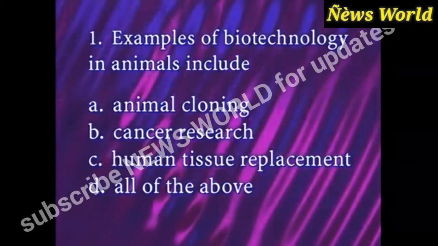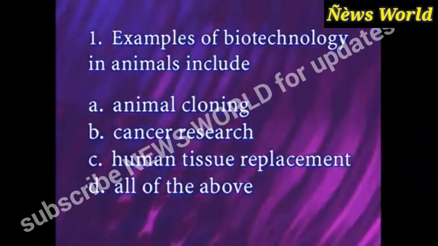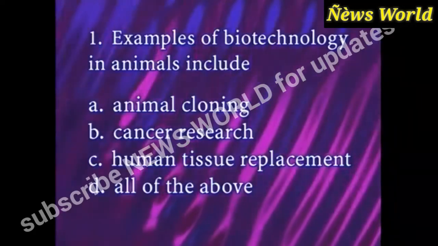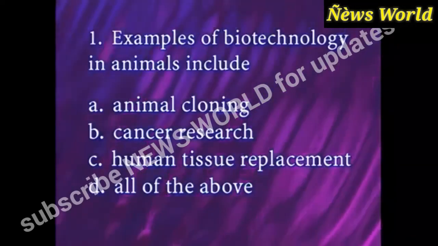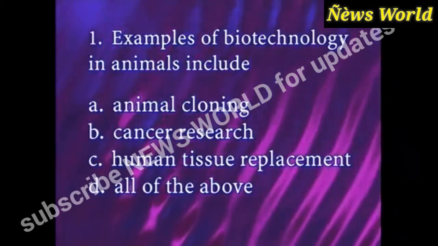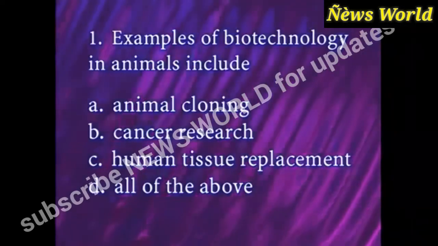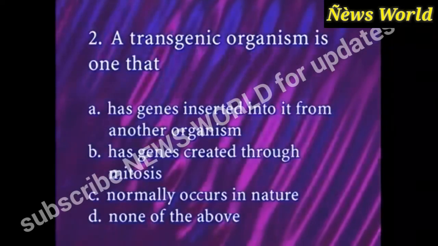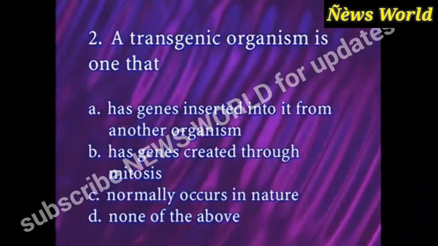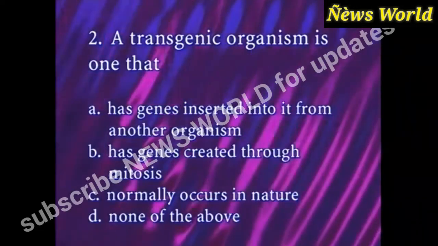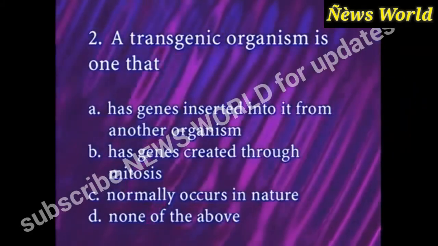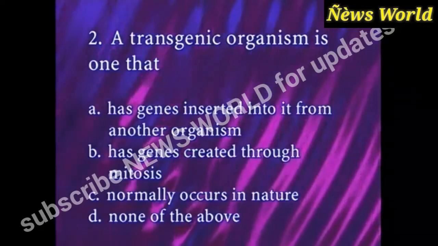Quiz 3. Examples of biotechnology in animals include A. Animal cloning, B. Cancer research, C. Human tissue replacement, D. All of the above. A transgenic organism is one that A. has genes inserted into it from another organism, B. has genes created through mitosis, C.